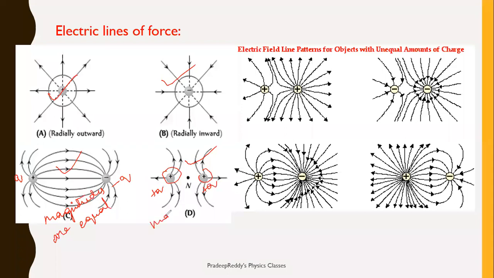Magnitudes of the Q charges are equal, so both charges are equal. Therefore, lines coming from this plus Q charge and lines coming from the other plus Q charge will be equal. How many lines come from this positive charge? Those lines should definitely end at the negative charge, because both magnitudes are equal.